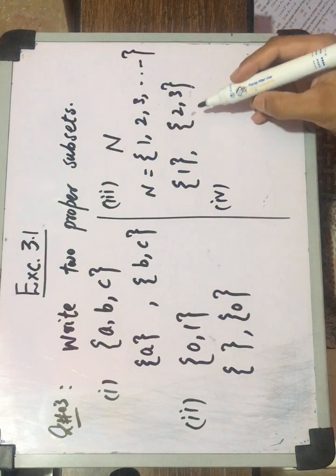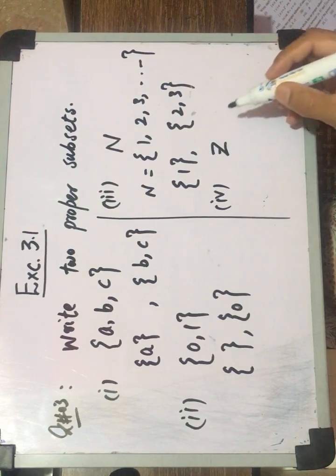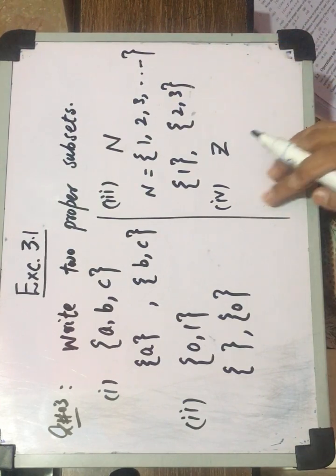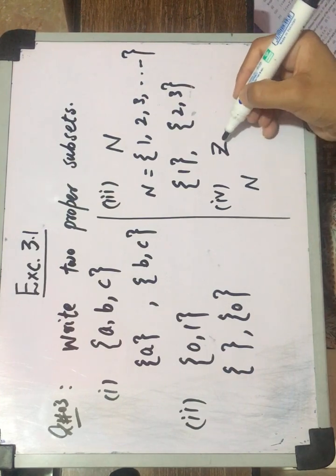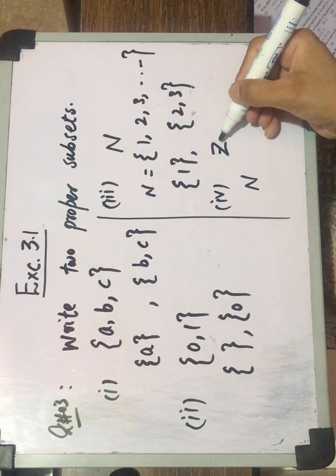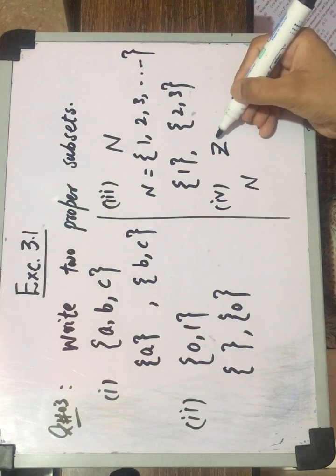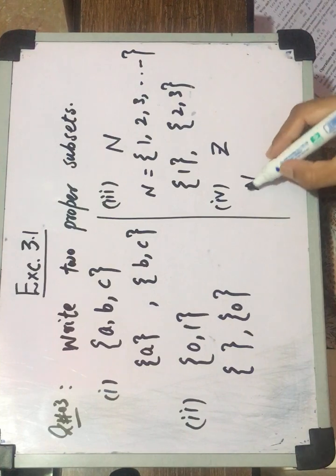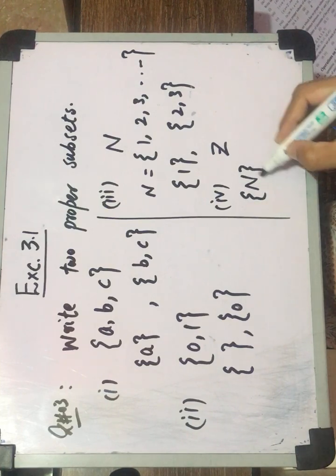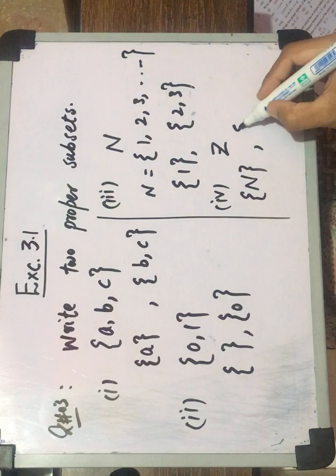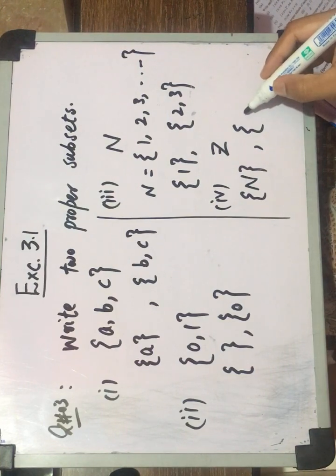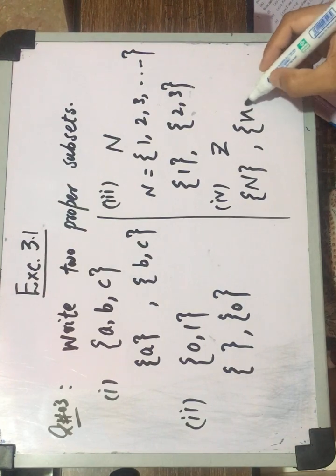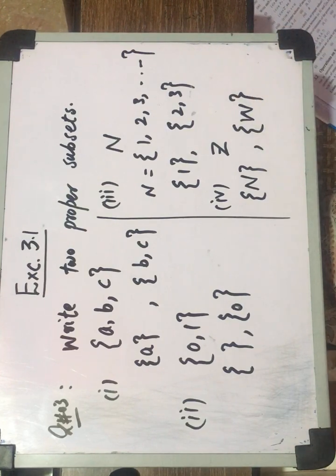Now number 4, we have integers, and it is very simple. Natural numbers start from 1 and integers start from 0 with plus and minus signs, so the natural numbers are one of the proper subsets of Z. In the other set you can say that W is also a proper subset of Z. W means whole numbers.